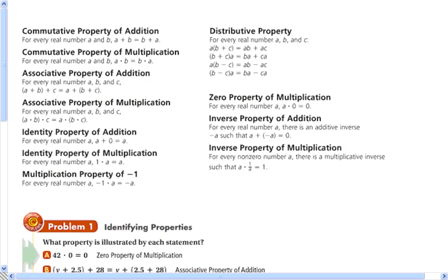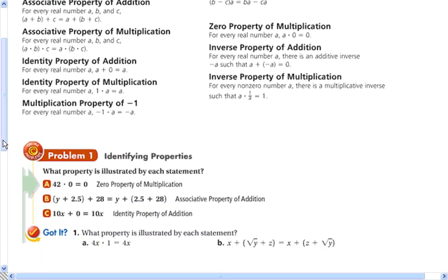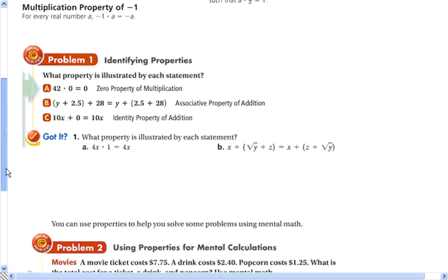Here's another look at all those properties, and we put it at the top of this page, so as we're doing these problems, you have a place you can go back to look. So what property is illustrated by each statement? Notice in here we're multiplying by 0, and one thing you should do when you're trying to identify a property, make sure you look at the operation we're using and what's going on.